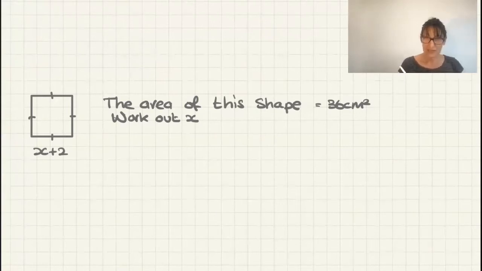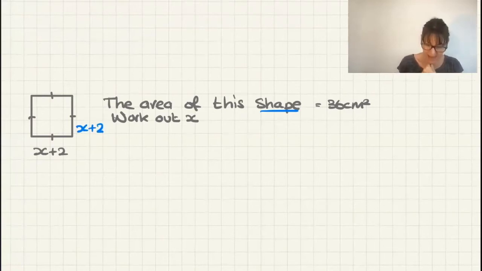Okay, so I am told that the area of this shape is 36 centimeters squared. Looking at the shape, I can see it's a square. I know it's a square because of these 4 lines, which means that all the edges are equal. So if the base is x plus 2, then all the sides are going to be x plus 2. That's one of the first things I can mark down.